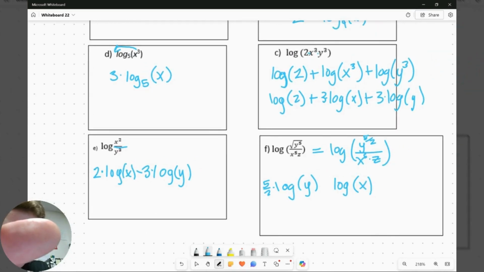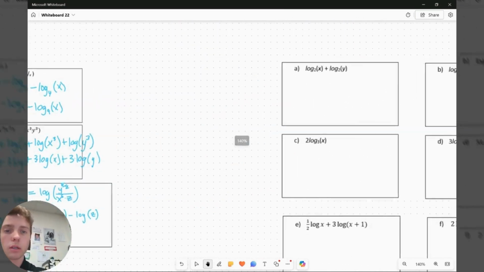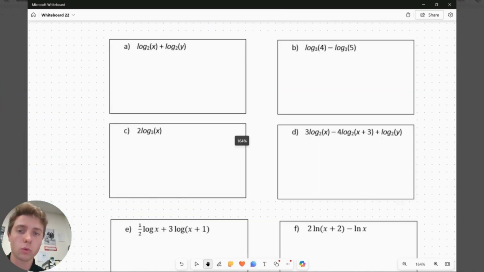Okay, but the x had an exponent of 5, so I move that 5 out front. The z is on the bottom, so I can subtract it. Subtract log of z. There is no exponent, so it doesn't have one in front. Super simple idea once you know your rules.